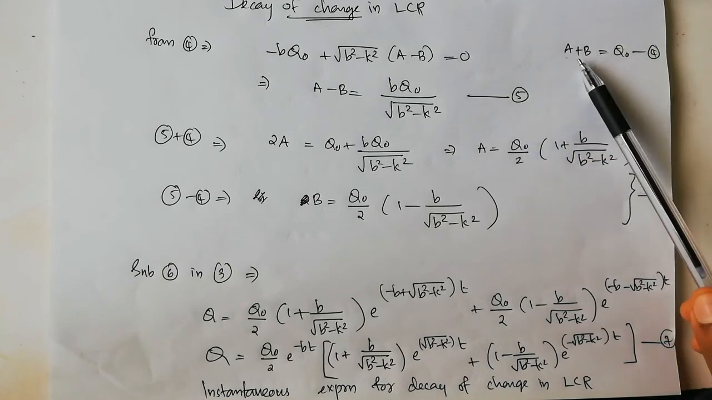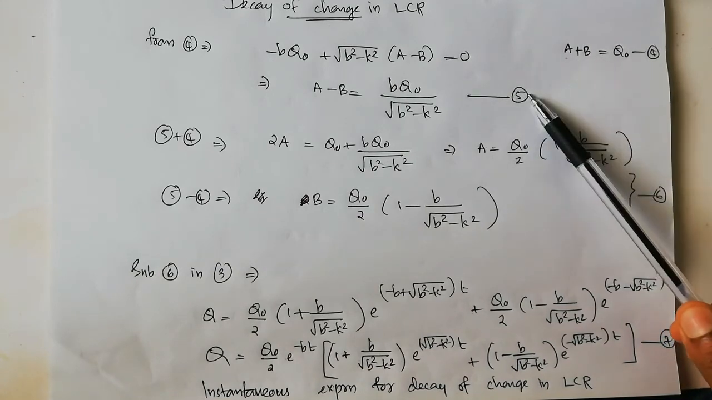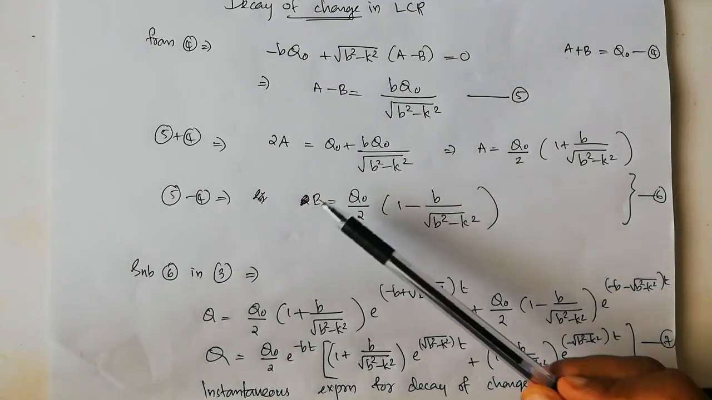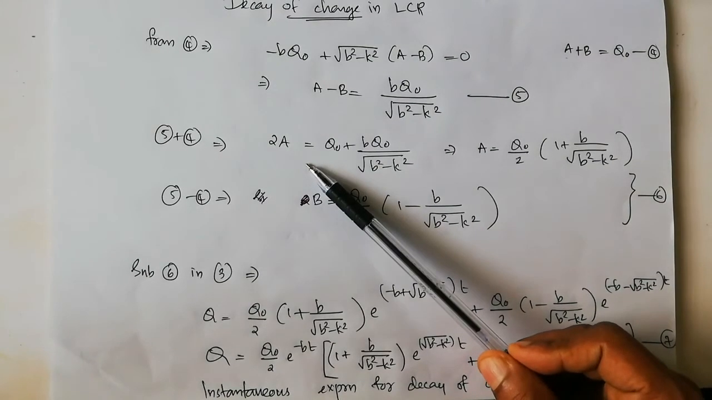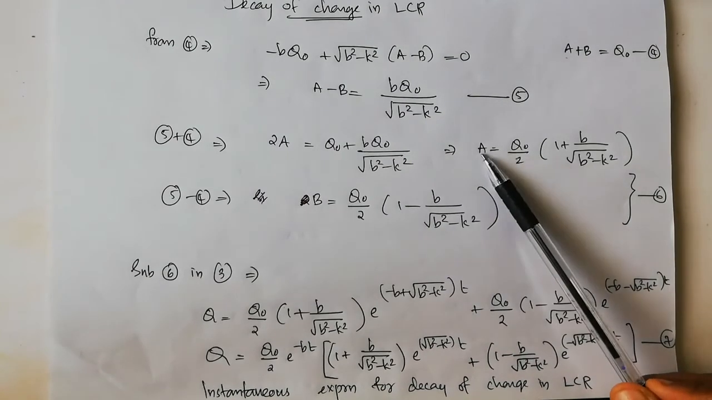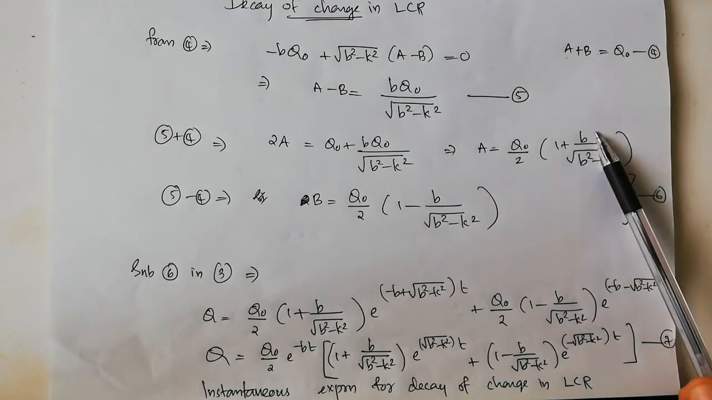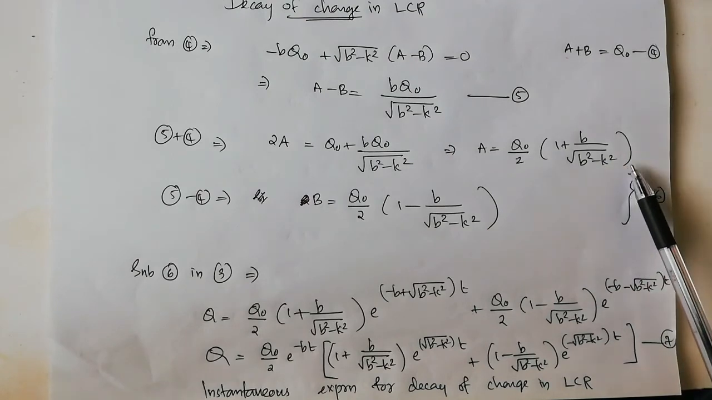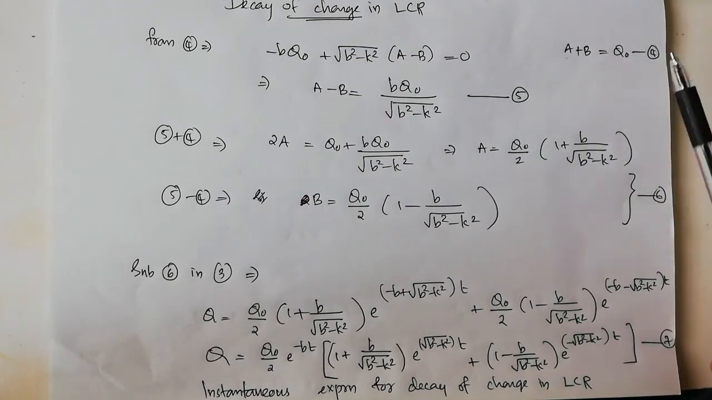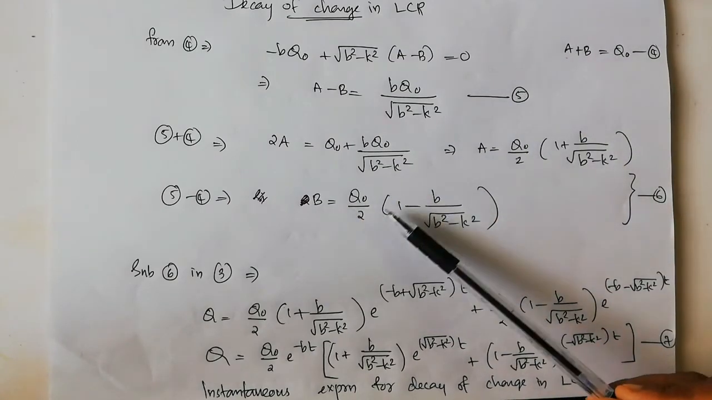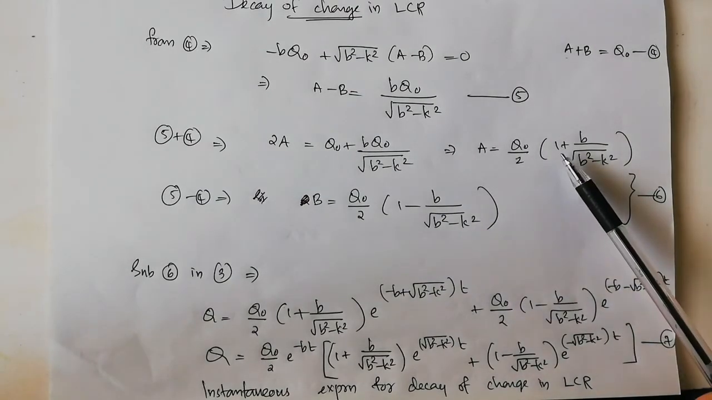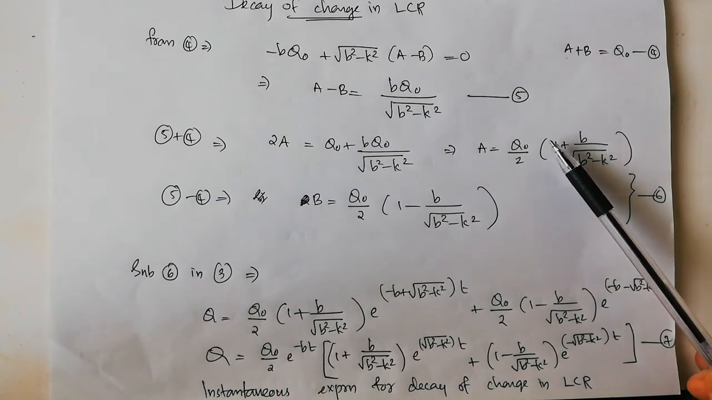Now, by adding and subtracting these two equations, we can obtain the solution for A and B. That is, by adding 5 and 4, we get 2A is equal to q0 plus b q0 by root of b square minus k square. From this, A will be q0 by 2 into 1 plus b by root of b square minus k square. And similarly, when we subtract equation 5 and 4, we get B is equal to q0 by 2, 1 minus b by root of b square minus k square. Now, we got the solution for the arbitrary constants A and B.